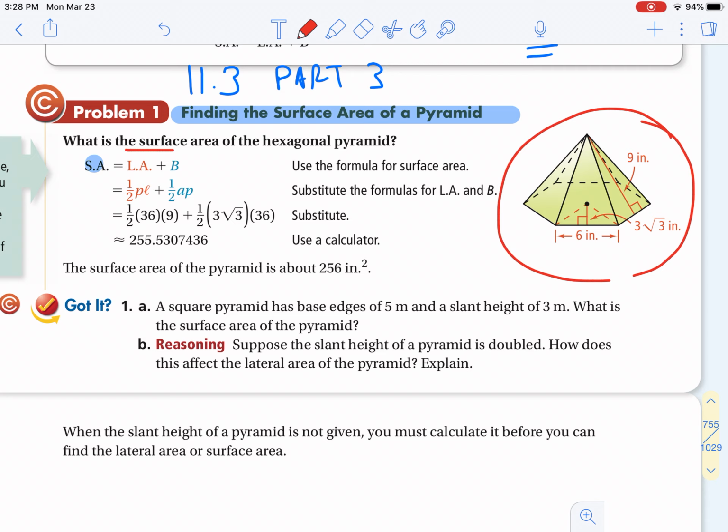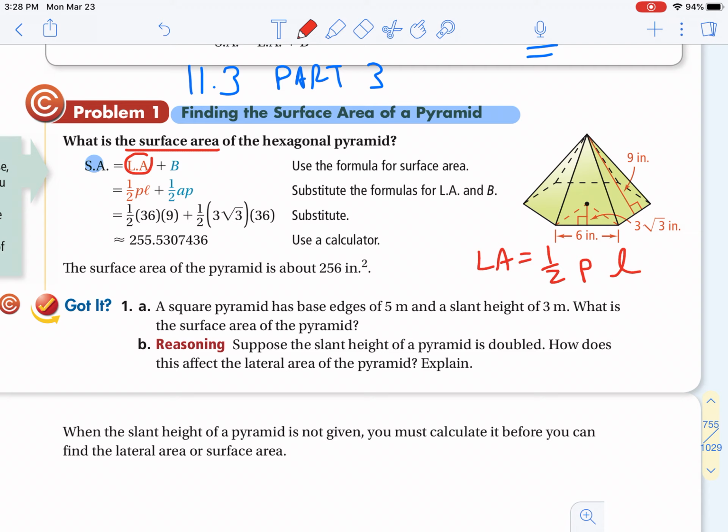and the question is, what is the surface area? And so what's the first step? As you're all probably screaming right now, that is write the formula. Okay, so first things first, I'm going to take a look, and we're going to do this in red, at the lateral area. Now remember, lateral area is half times the perimeter times the slant height.